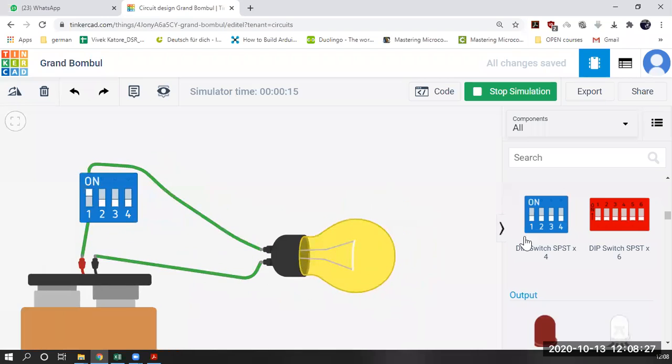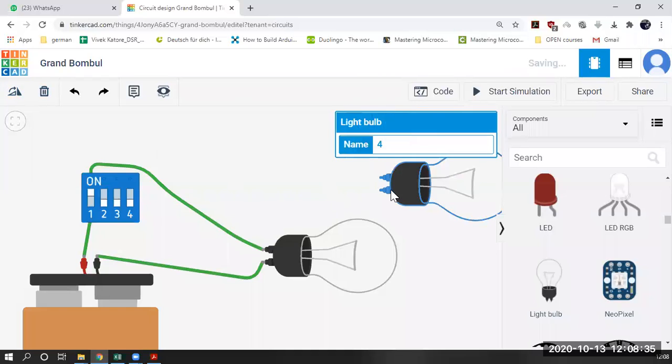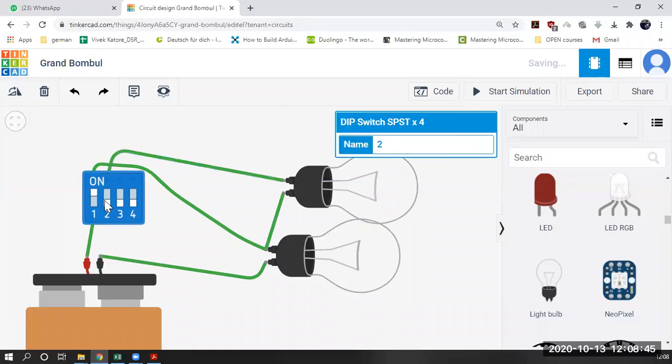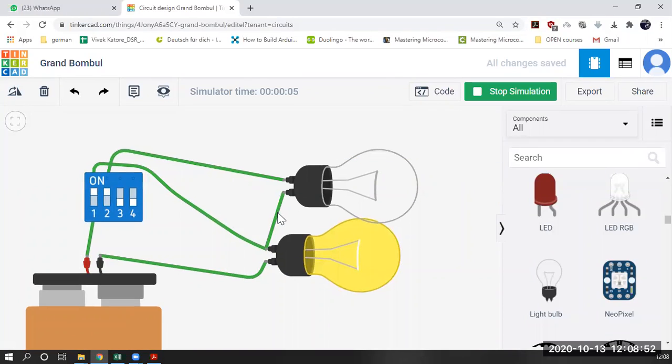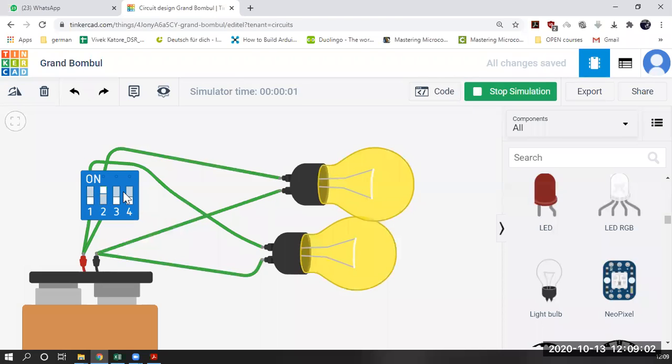If not, then let me show you. We will try this one when we talk about the breadboard. I think I have connected the wrong position. Something like this, right?